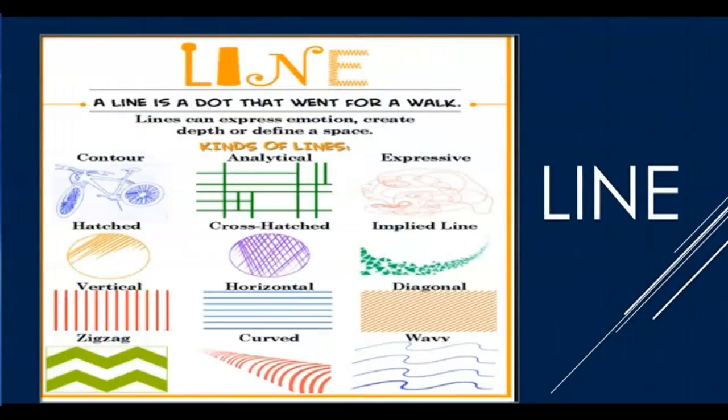The second one is line. The path is traced by a moving point. Line may be straight, horizontal, or vertical, angular, curvy, zigzag, diagonal, wavy, contour, and analytical. They may be thick or thin, continuous or interrupted. The line can be expressed in motion, create depth, or define space.